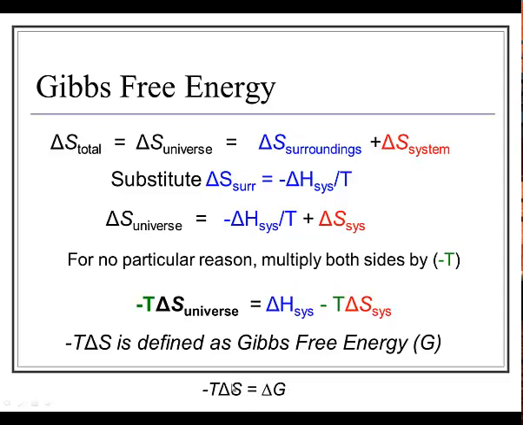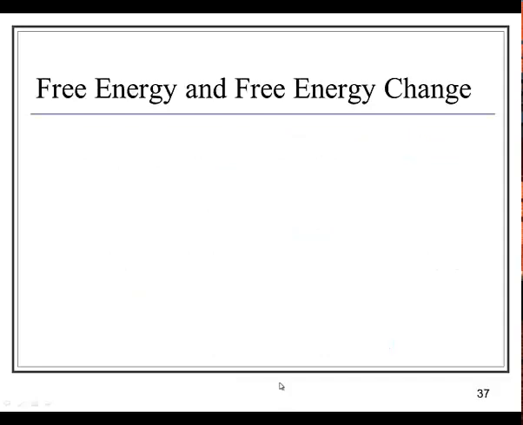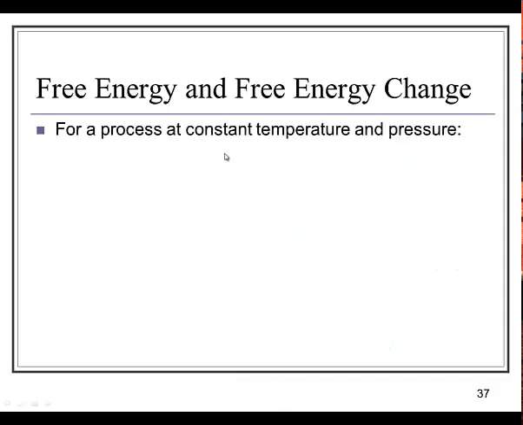What does that mean? Well, if the delta S for the universe, and that's what this delta S is, is being multiplied by minus T in the equation I'm about to present to you, so if delta S is positive, multiplying it by minus T will make it negative, and you'll have a negative delta G. And that leads us to this. For a process at constant temperature and pressure, the delta G for the system is equal to the delta H for the system minus T delta S for the system. What we've accomplished here is we've turned everything in terms of the system now.